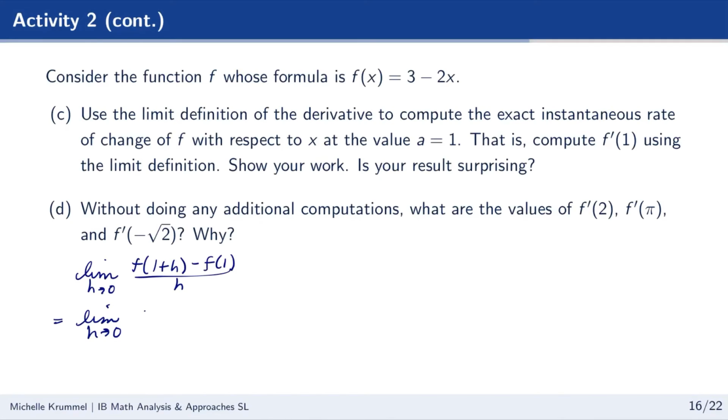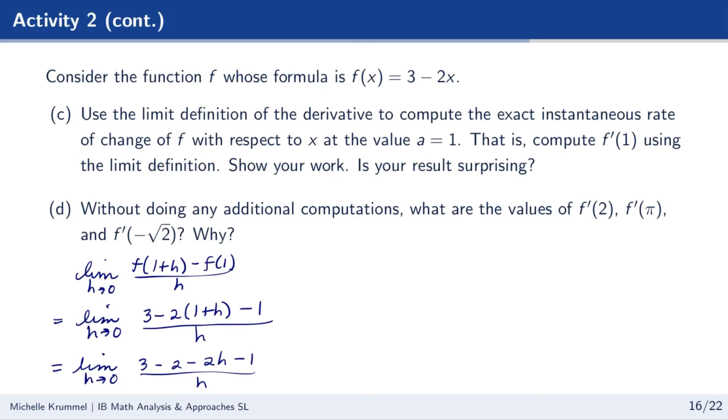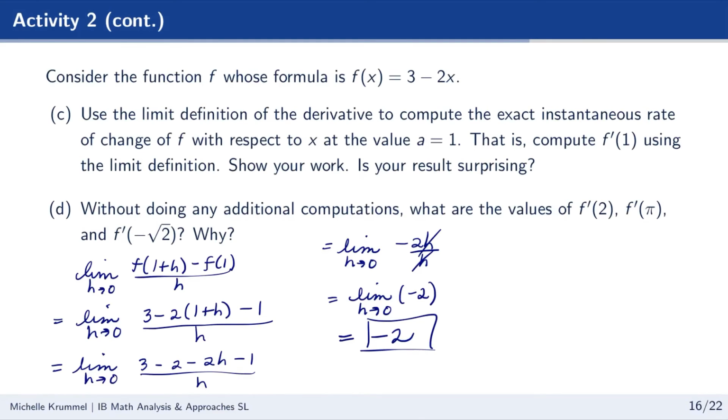f of 1 plus h would be 3 minus 2 times 1 plus h, minus f of 1, over h. So that's 3 minus 2 minus 2h minus 1 over h. 3 minus 2 minus 1 is zero, so minus 2h over h. We can eliminate the h in the numerator and the denominator. That's the limit as h approaches zero of negative two, which equals negative two. Sure enough, we got negative two, and we will always get negative two.